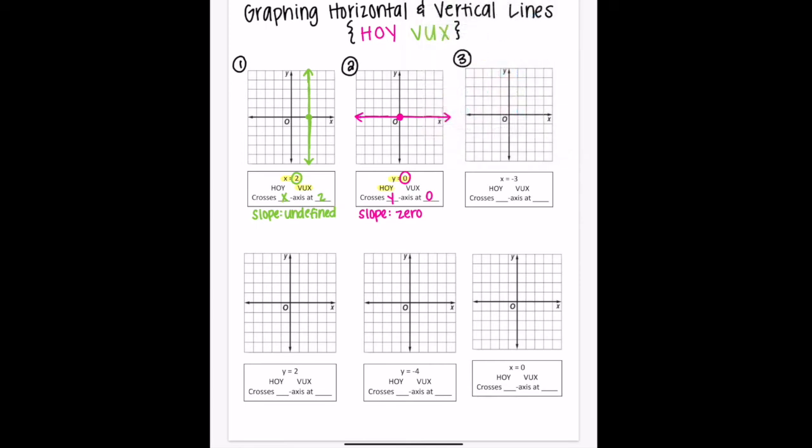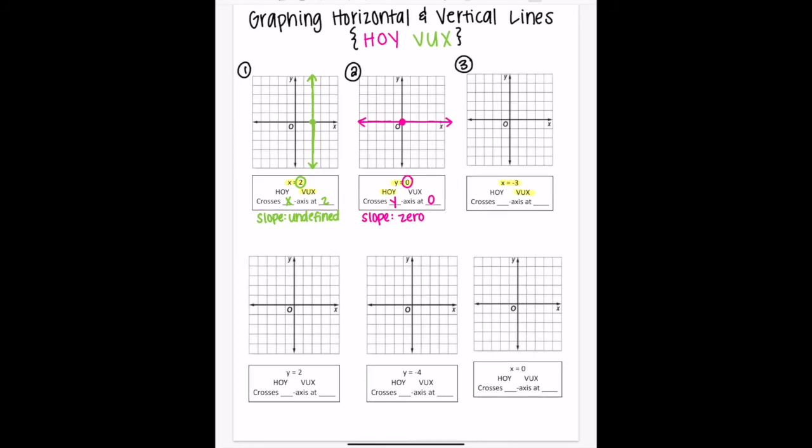So we'll just go through these a little bit faster now and kind of get this process down. So we have x equals -3. Since that has an x, we're going to think VUX. So that's a vertical line. It crosses the x-axis at -3. So on the x-axis, we're going left to -3, and that's a vertical line. Again, that slope is undefined.